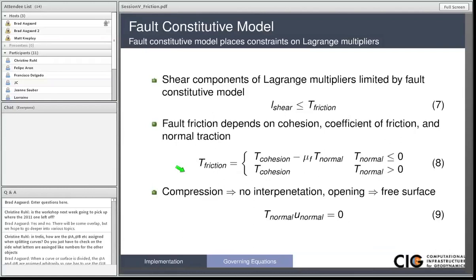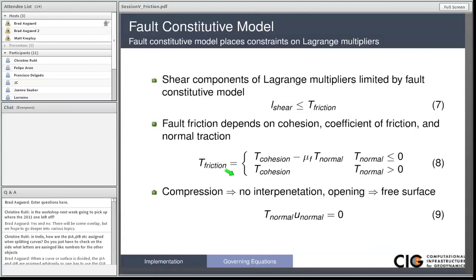Now when we put in our fault constitutive model, we have a limitation on what our shear tractions can be. They must be less than or equal to the tractions coming from the fault constitutive model. Within PyLith, we form all of our fault constitutive models in terms of fault friction. So the friction stress, when we have compressive normal tractions, is equal to a cohesion minus the coefficient of friction times the normal stress. If we have identically zero normal traction, then it's just equal to the cohesion.